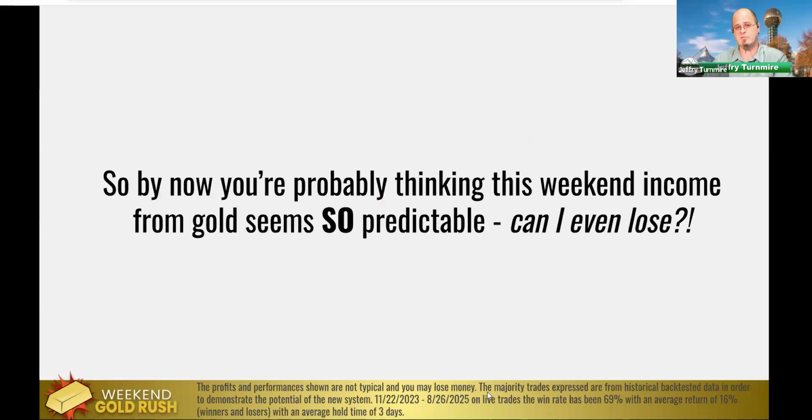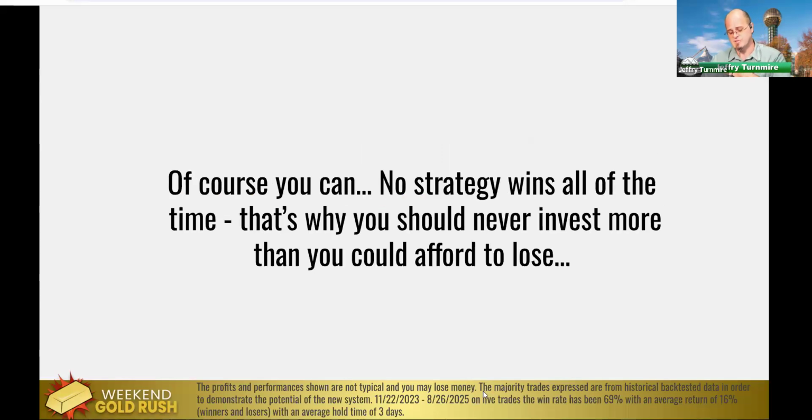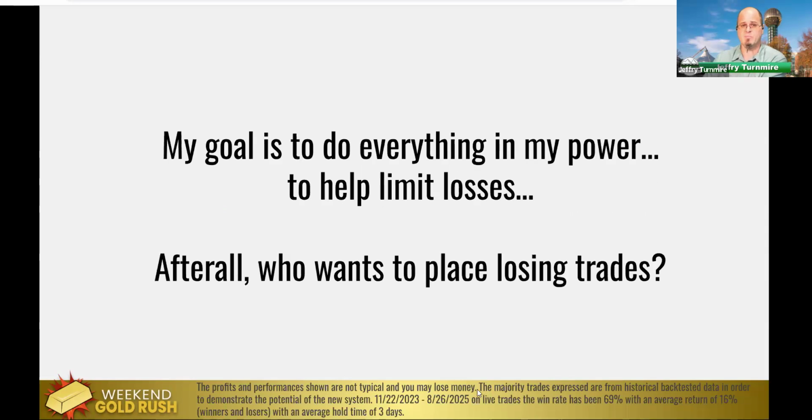So by now you're probably thinking, all right, seems like it wins all the time. Does it lose? And of course it loses. It loses about 30% of the time, 3 out of 10. No strategy wins all the time. Don't risk more than you can afford to lose. My goal is to do everything in my power to help limit losses. After all, I've not really met anybody in the world that loves to lose money.